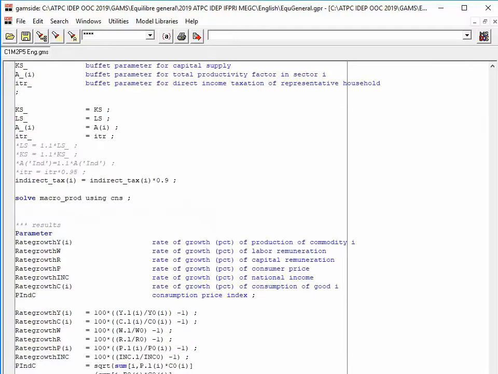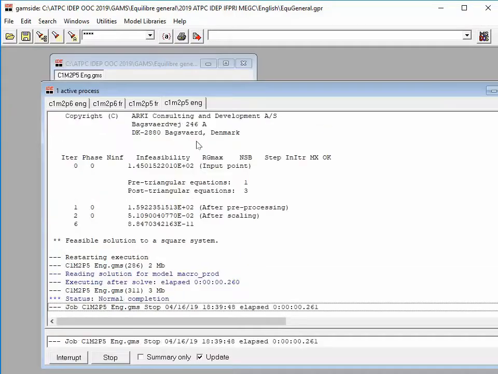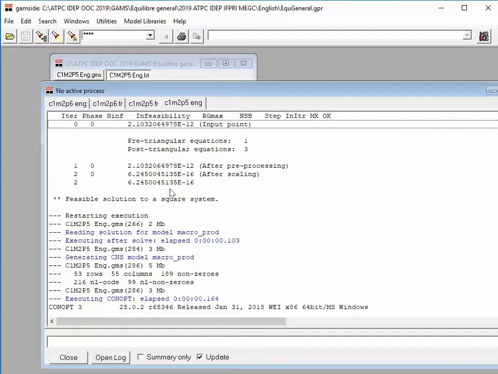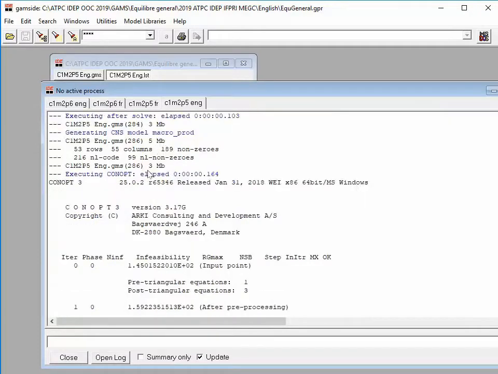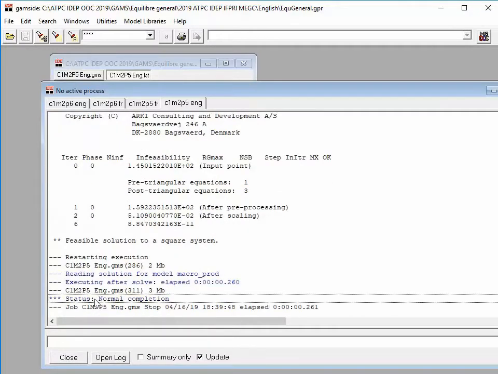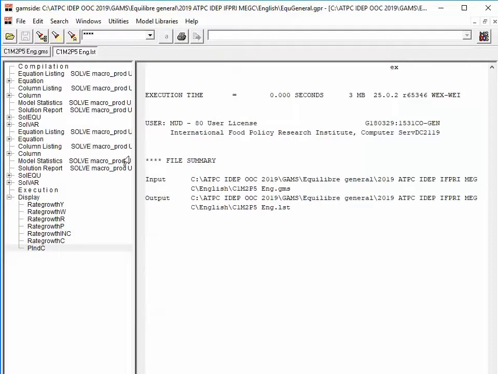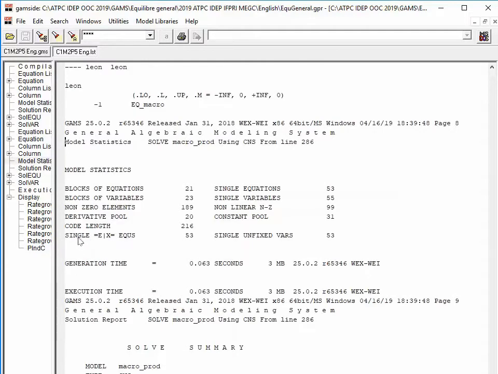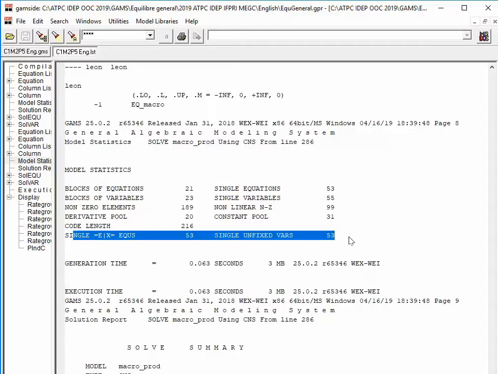The shock that I'm studying here is a decrease of indirect taxation rates by 10%. If I press run, in the process window, you see that the first solve has an initial infeasibility which is very close to 0. And if I double click on the left side of this, I see in the model statistics that we now have 53 equations and 53 variables.